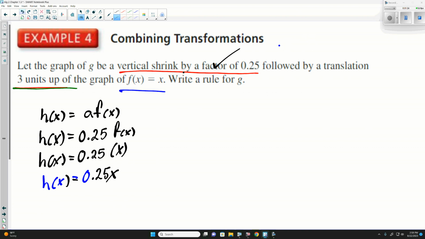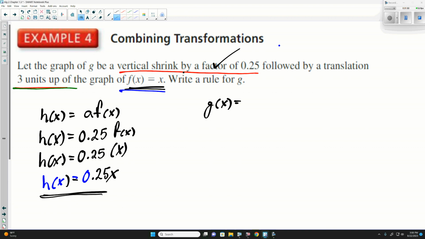Okay. Now the next part is what? Followed by a translation of 3 units up. And that's the last one, so we'll call this next one h of x. Now the normal form we had was f of x plus k. Are we applying this to this f of x anymore? What are we applying it to? This one down here, yes?